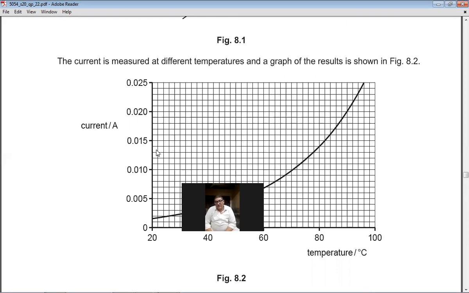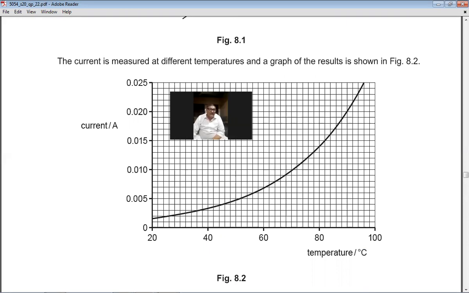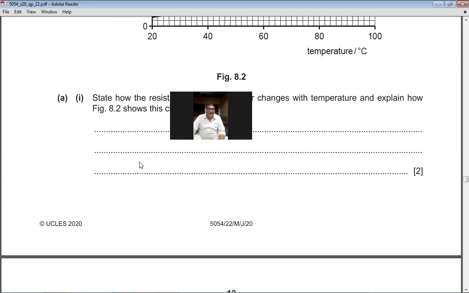The reading of the current will be 0.014. When the temperature is 80, this is the reading. You can see 0.014 ampere will be the current flowing through it. So if you know the voltage across the thermistor and the current flowing through the thermistor, you can easily calculate the resistance of the thermistor. R is equal to V divided by I.